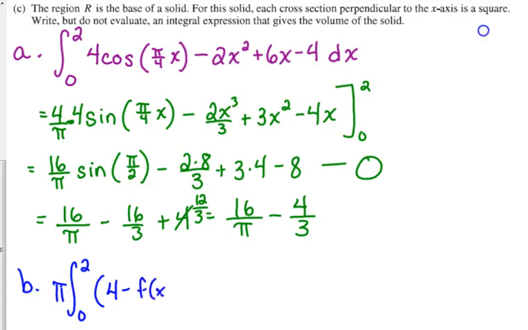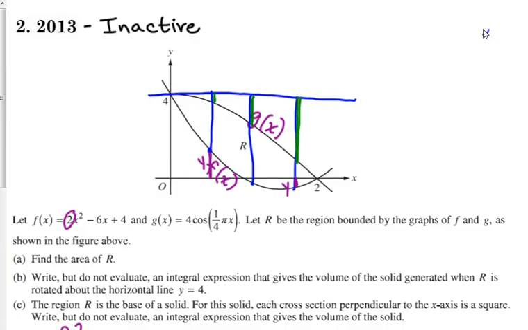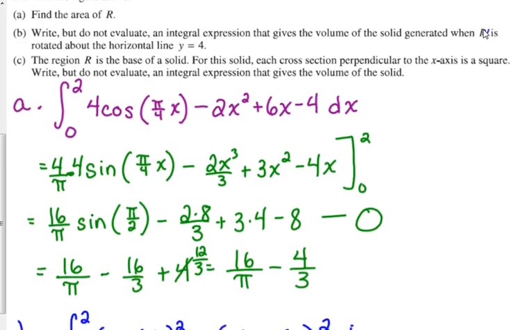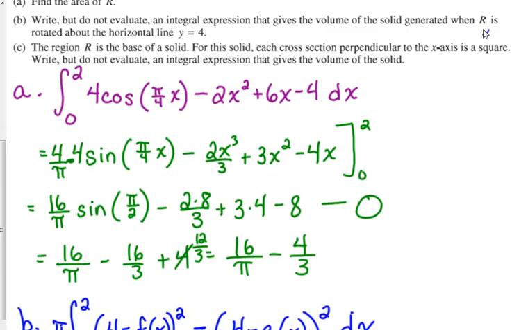Okay, so the outer radius is 4 minus, which function was that? f of x, okay, 4 minus f of x squared, right, the radius squared, pi r squared, minus, we've got to subtract the inner radius. Well, the inner radius is the same concept, right, it would be 4 minus the g of x, the green segments, we're determining about the g of x. Distance from the y value to the line 4, so it's 4 minus g of x squared dx.